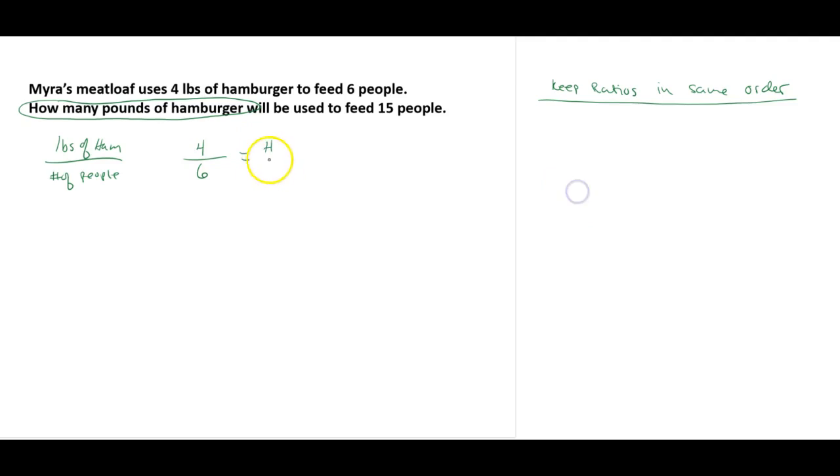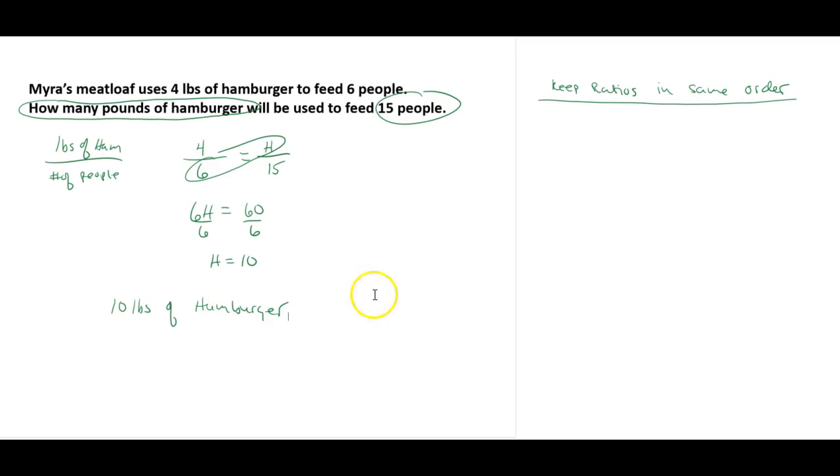So I don't know that, so I'm going to use H for hamburger. But how many people do I have to feed? 15. Well, now that I've set up my proportion, now I can cross multiply and solve. So 6H equals 4 times 15 is 60. When I divide by 6, H equals 10, which means it would take 10 pounds of hamburger to feed 15 people. This is where a lot of chefs use proportions on a daily basis.